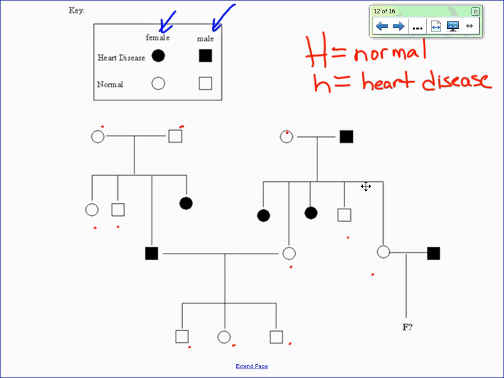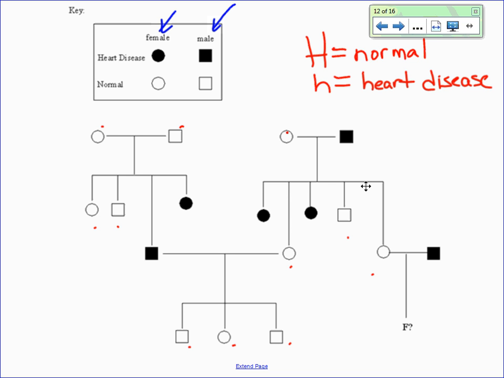You'll actually have to do that in one of the questions on the sheet. When you look at a disease on the back of the paper, you'll have to figure out if it's dominant or recessive. So in this case, just for simplicity, I'm going to let you know that to be normal is the dominant trait. That's why we made a big H. And to have heart disease is no H.